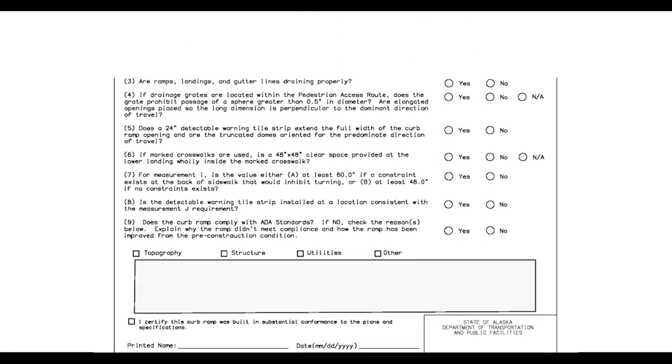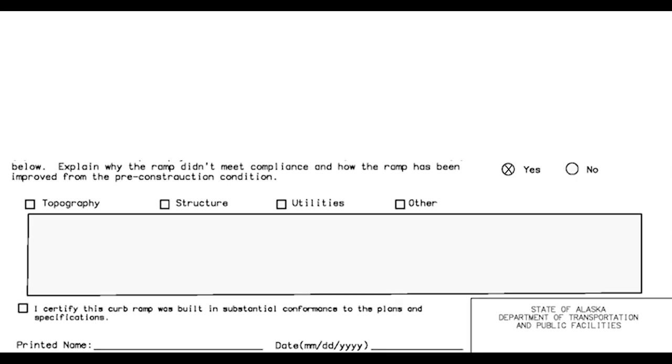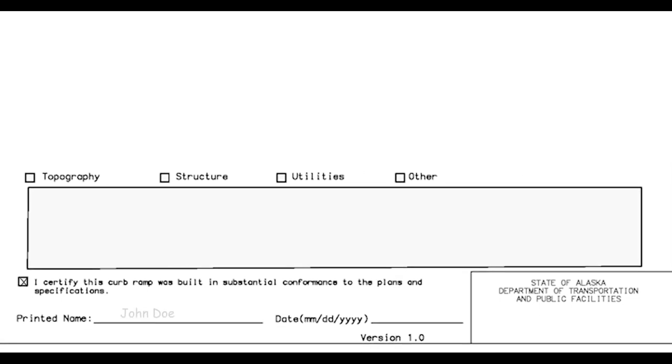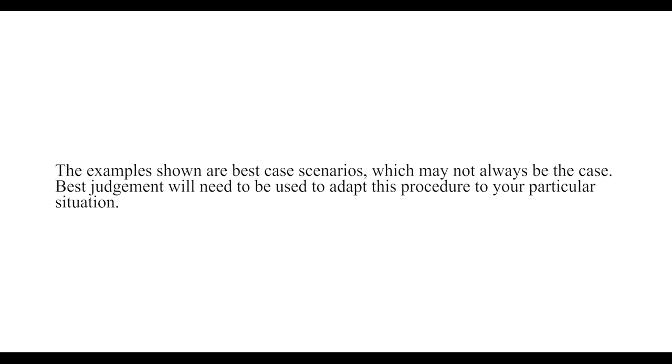Proceed to answering question 9 as done previously, making sure that if no is filled in, a clear and approved explanation is provided as to why the ramp does not meet requirements. Certify the data on the sheet, print name, and date. This concludes the basic procedure for properly measuring curb ramps under the State of Alaska Department of Transportation ADA Transition Plan. The examples shown are best case scenarios, but that may not always be the case. Best judgment will need to be used to adapt this procedure to your particular situation.